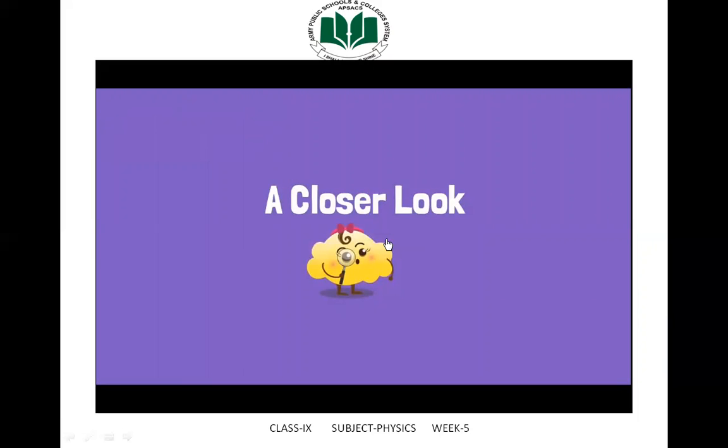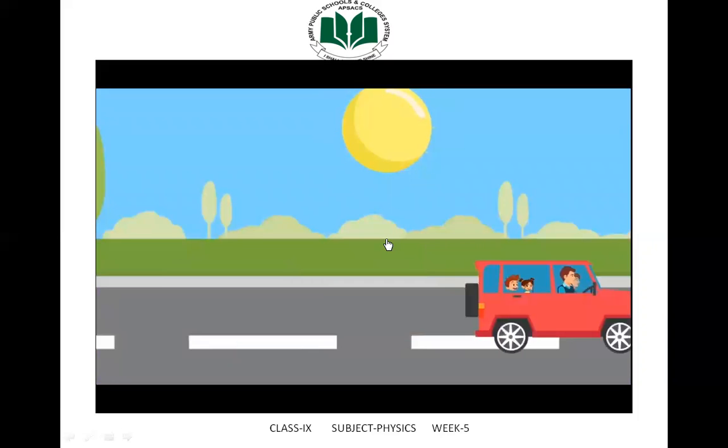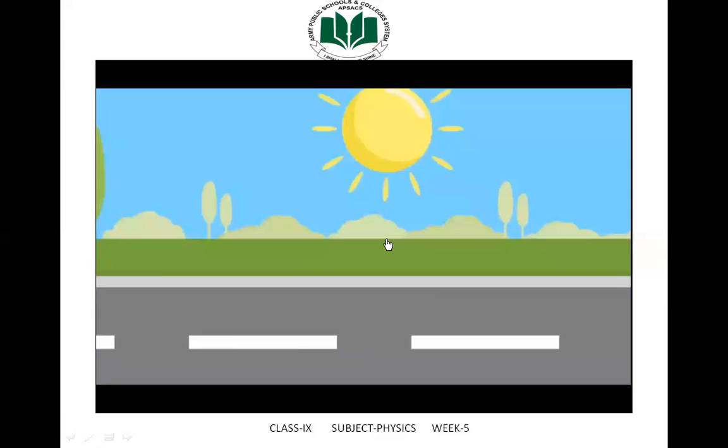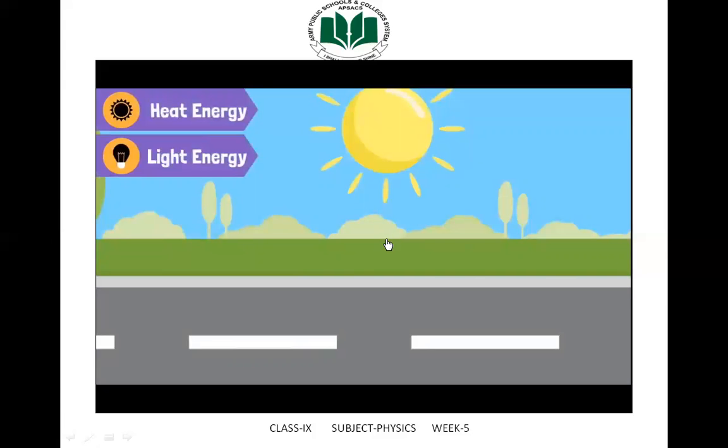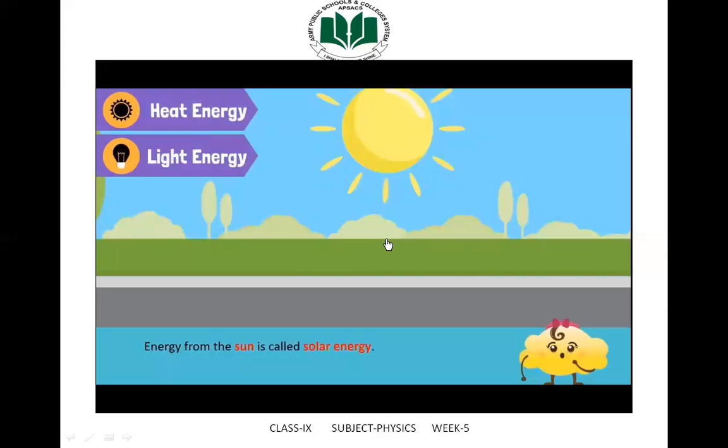A family is going on a picnic. It's a sunny day. The sun provides us with two different forms of energy. Can you guess what these are? Heat and light energy. Energy from the sun is called solar energy. Plants use solar energy for photosynthesis.